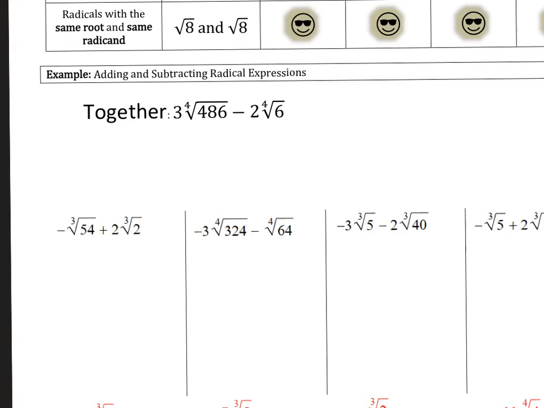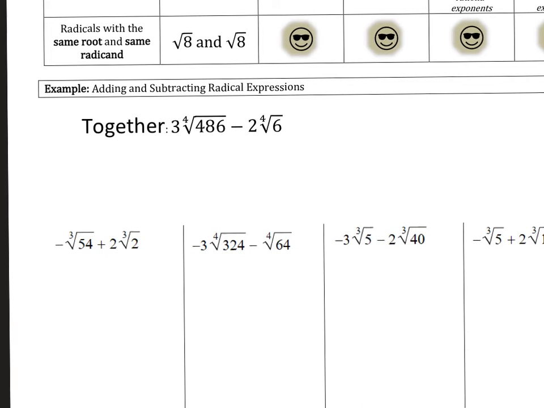Okay, so let's look at this. It looks like we don't have the same radicand, so the number's on the inside, but I think we can try and get it to look like that. So we're going to take 486 and we're going to break that up. So we have 2 and 243. We have 3 and 81. We have 3 and 27. We have 3 and 9, and then 3 and 3.